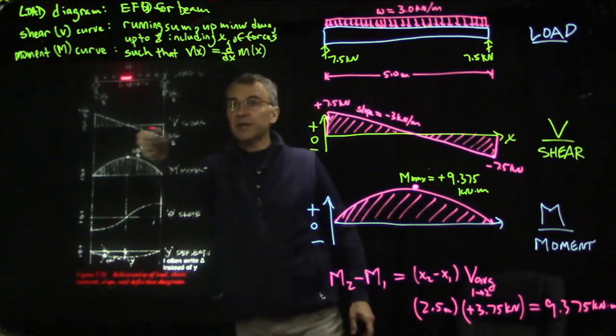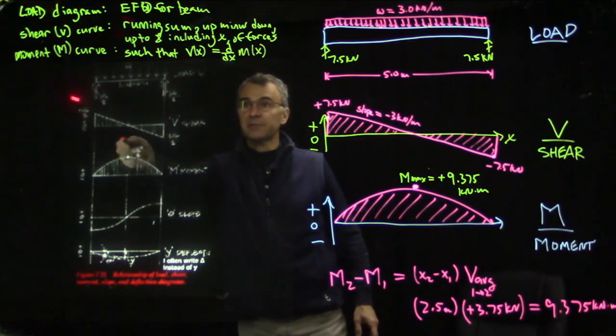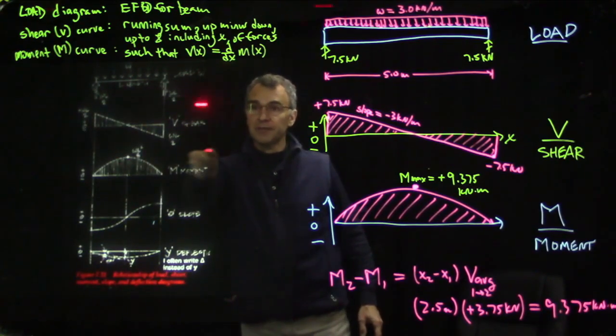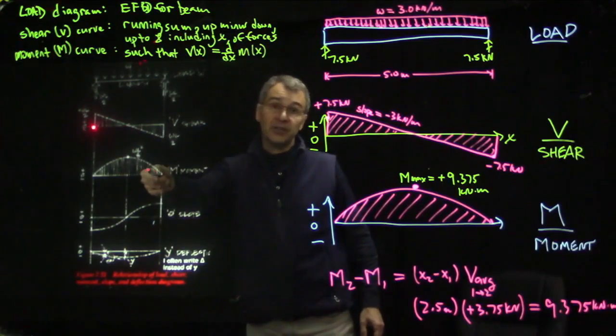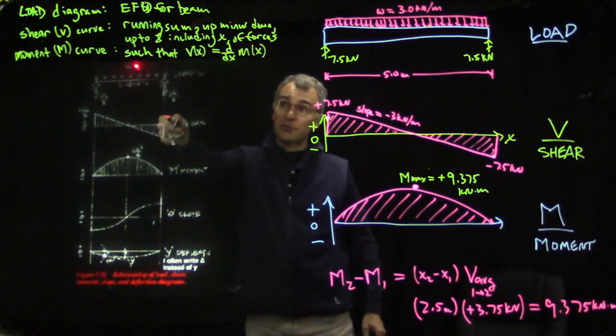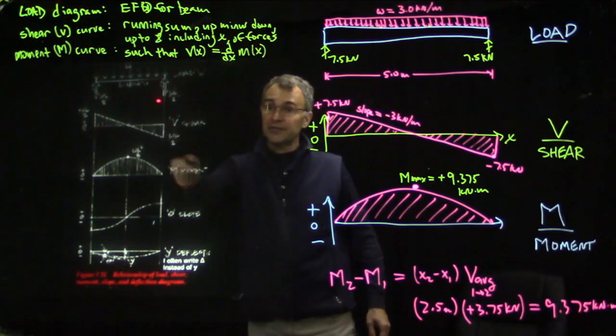So again, this load diagram is just basically an extended free body diagram for the beam. And then this shear diagram turns out to be the integral of minus the load diagram. We said it was a running sum, and running sum kind of is the same thing as integral. And we said up minus down, and you see this uniform distributed load points downward. That's why you're integrating minus w. And then you integrate the shear diagram, you get the moment diagram.